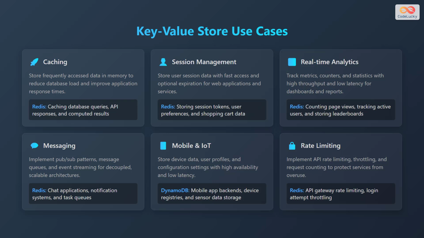Let's explore some common use cases for key-value stores. First, caching stores frequently access data in memory to reduce database load and improve application response times. In Redis, this involves caching database queries, API responses, and computed results.